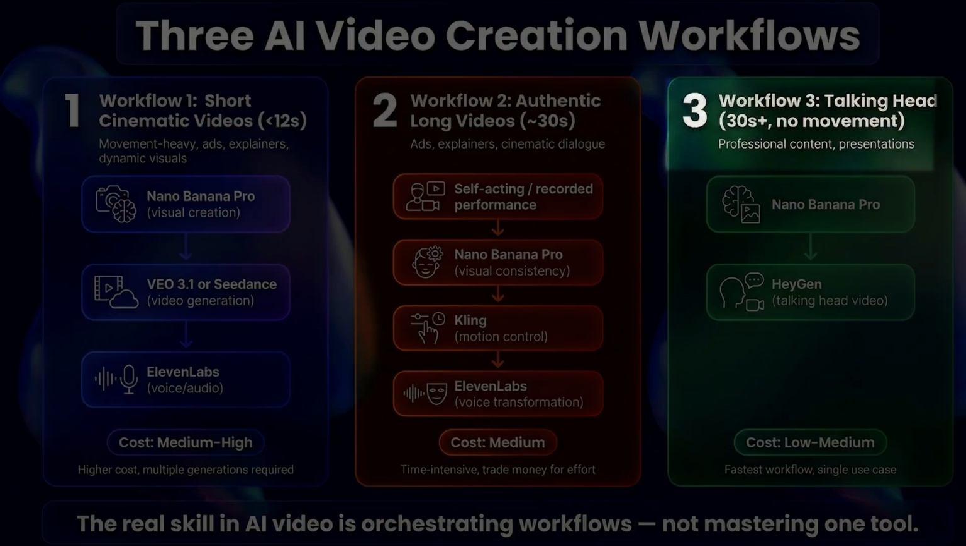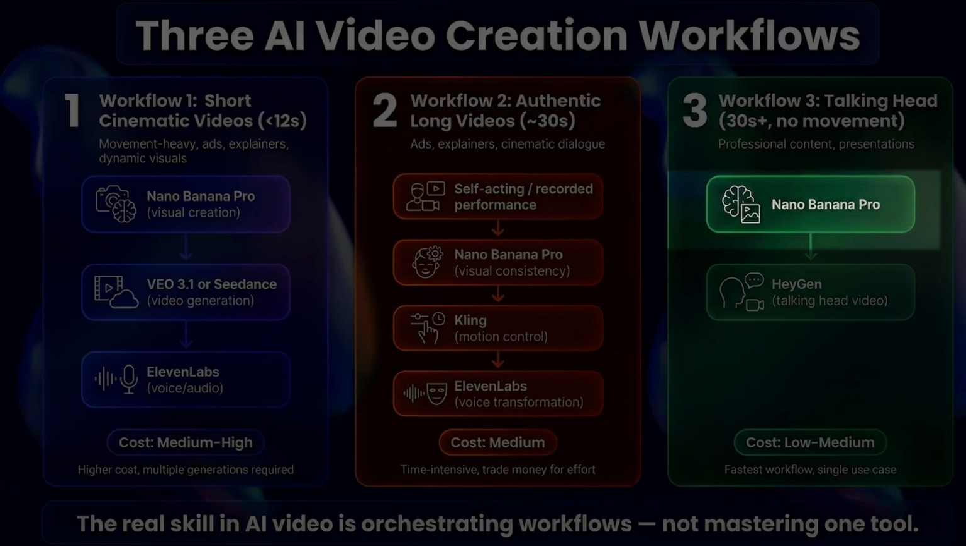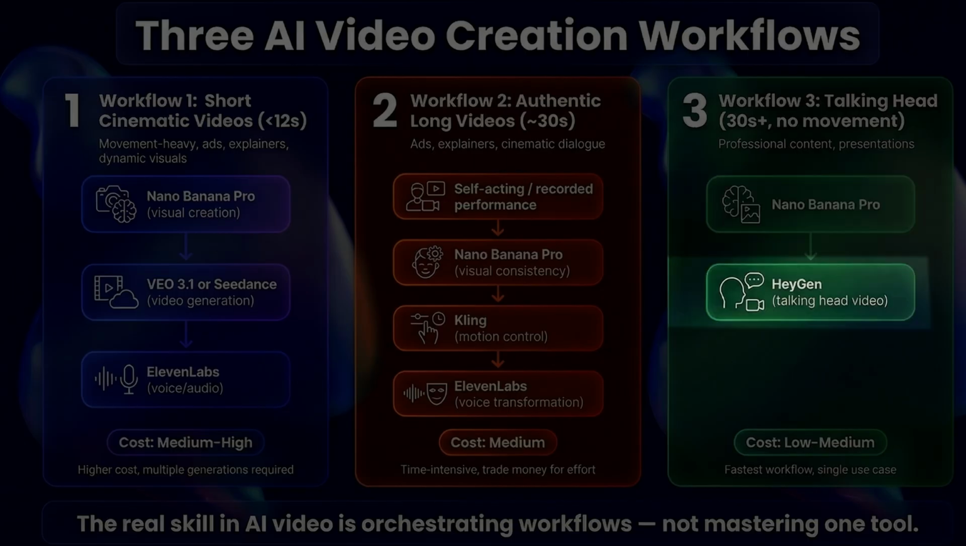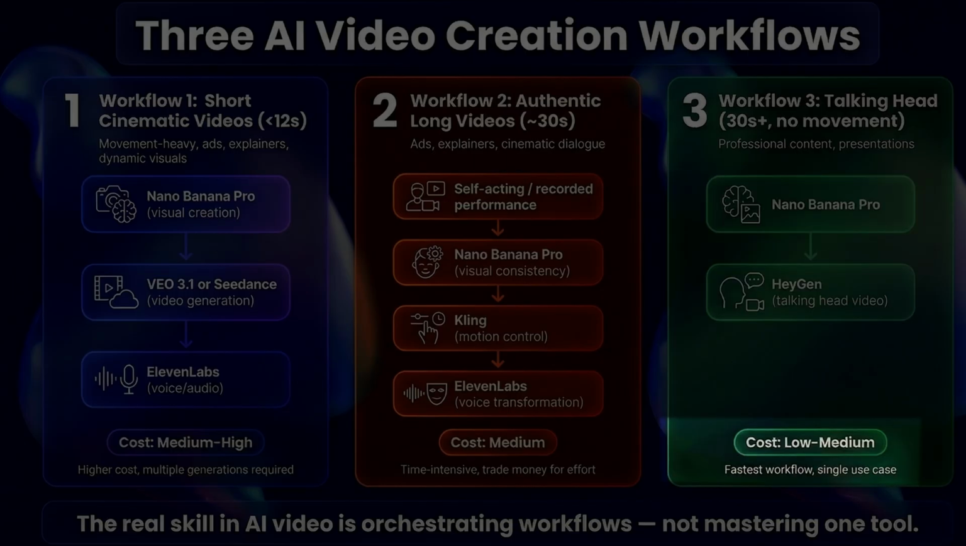Workflow number 3, if you want to create 30 seconds talking head video with no movement, so you can use it for professional content, talking head, or testimonials. And here the process is pretty straightforward. So you take your character from Nano Banana, you put it in HeyGen, and you add the script, and that's basically it. The cost is low to medium, and that's definitely the fastest workflow, but that's only suited for one application.